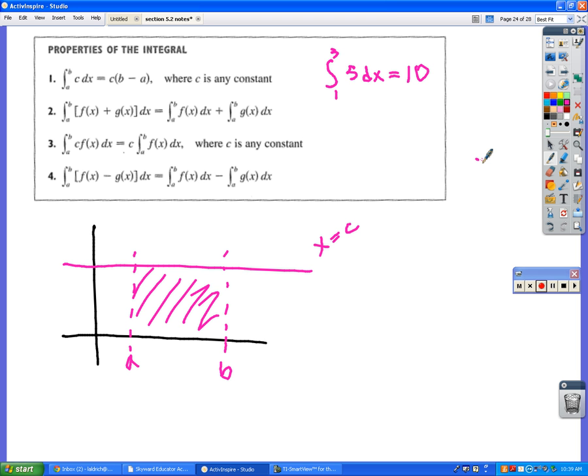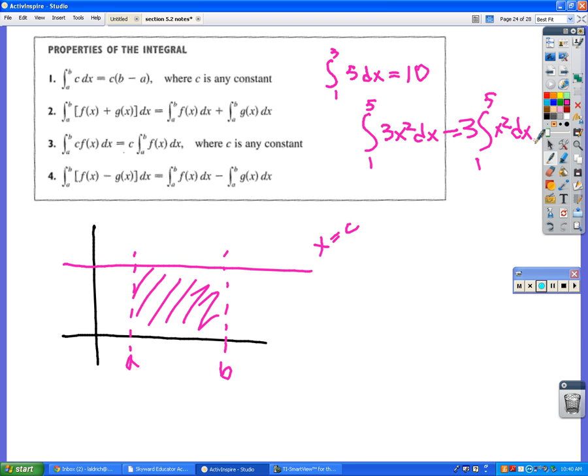Same thing here. If you have a number that you're multiplying a function by, and this one's actually very useful, you can just take that number and put it in front, do the integral of the function itself, and then multiply your answer back by that. So in other words, if you were trying to find the integral from 1 to 5 of 3x squared, you can say, well, I'm just going to take the 3 out, do the integral of the simpler problem, x squared, and then in the end, multiply my answer by 3.